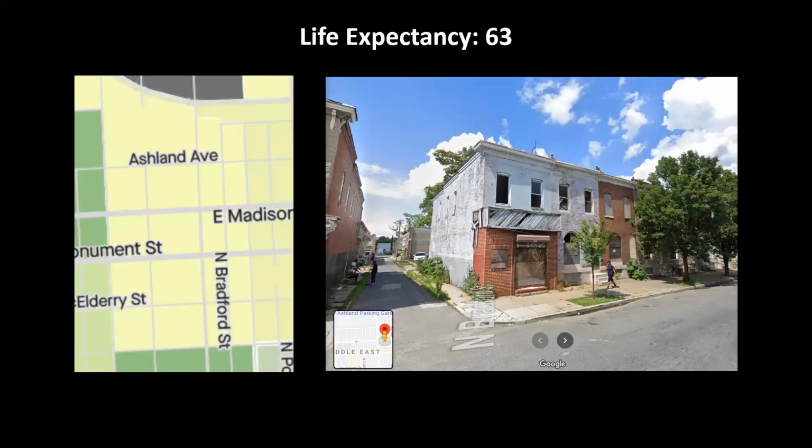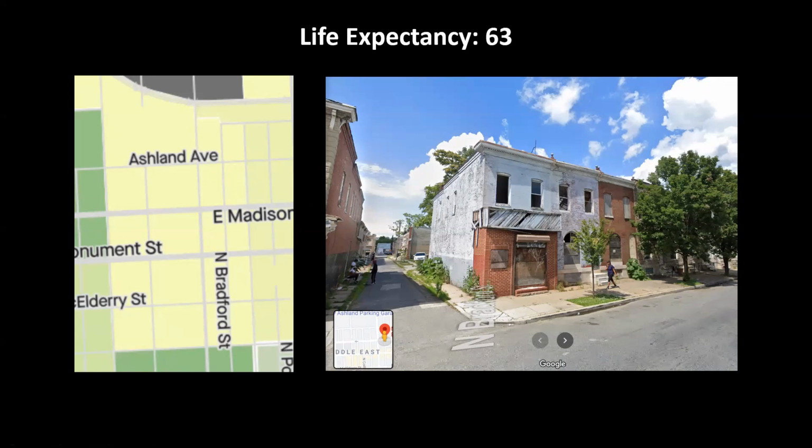This is the middle of the 63 life expectancy area. And I just want to give you a few seconds to look, examine, notice, take things in. The intersection here is right around this area of Madison and North Bradford Street.